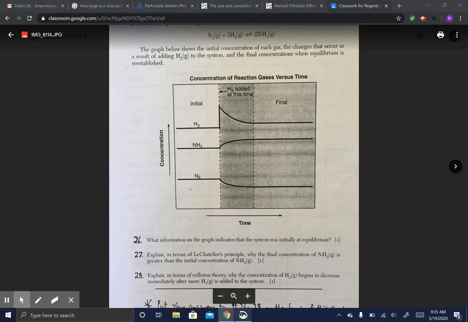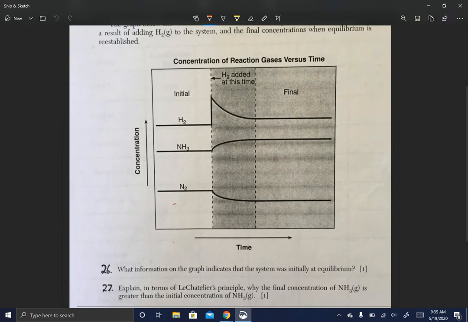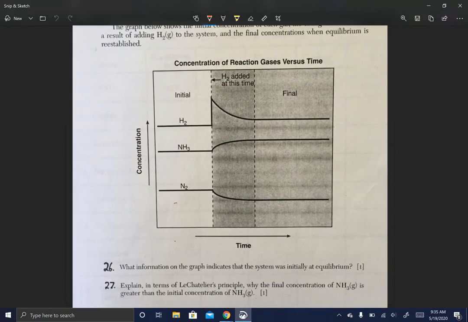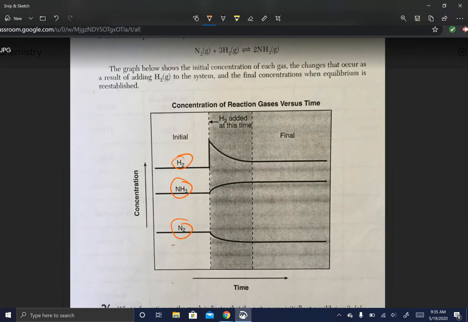All right. What information on the graph indicates the system is initially at equilibrium? So the answer to number 26 is that the initial concentration of H2, NH3, and N2 are all constant. So equilibrium, if you remember when I first started talking about this, and I've said this many, many times, it isn't about anything to do with being equal. It's about being balanced and constant. So if you go to the top of the page here, you have 1 mole of N2, 3 moles of H2, and 2 moles of NH3.